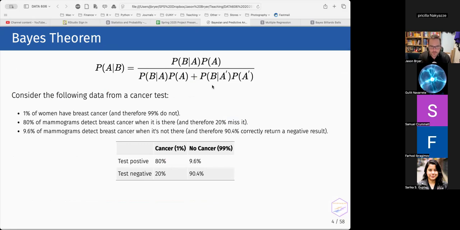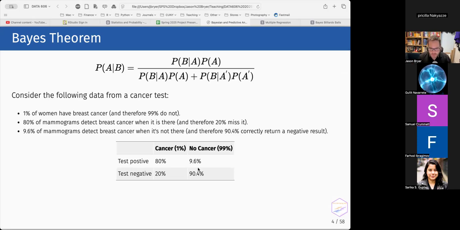And one way we could do it is say we're trying to understand a positive test on breast cancer. So we have a couple of bits of data, right? This is a little bit dated, so don't take this as any kind of advice, but hopefully you get the picture. So based upon a survey, we estimate that approximately 1% of women have breast cancer, and so 99% do not. And then 80% of mammograms detect breast cancer when it is there, so therefore 20% miss, and 9.6% of mammograms detect breast cancer when it's not there. That's a false positive. And then 90.4%.